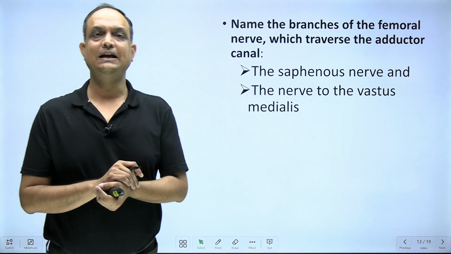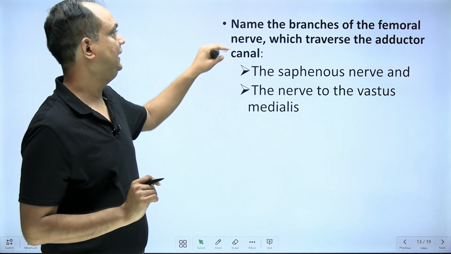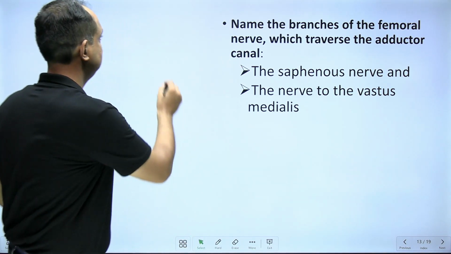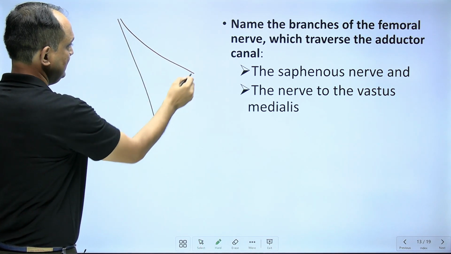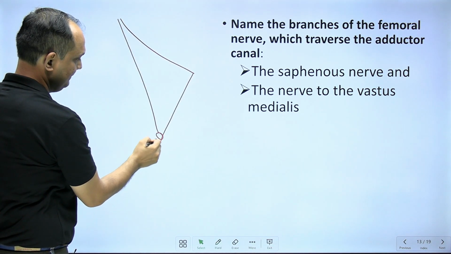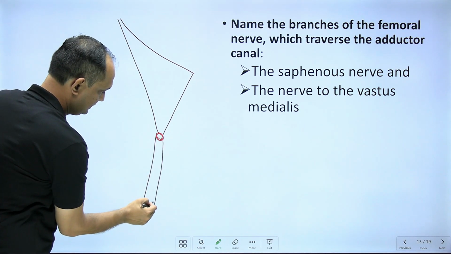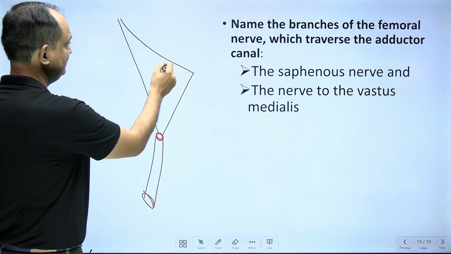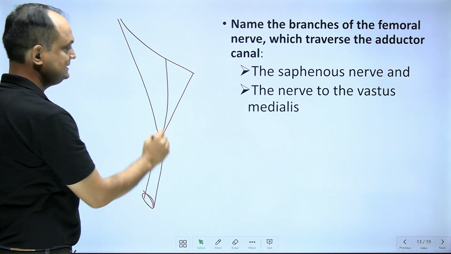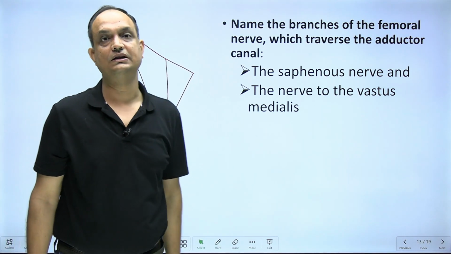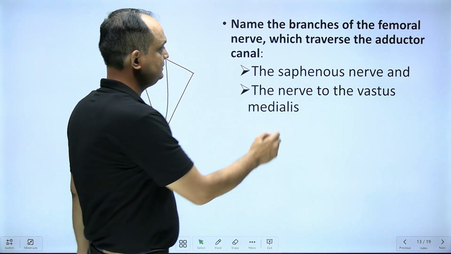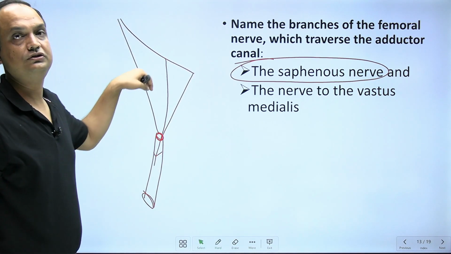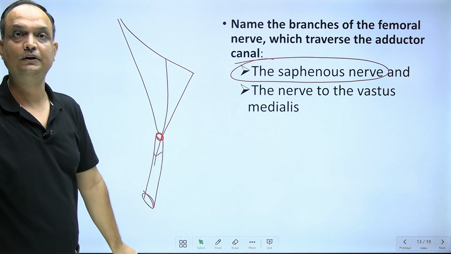Now, sometimes you have this question: name the branches of the femoral nerve which traverse the adductor canal. You know that this is your femoral triangle, and the apex of the femoral triangle continues with the adductor canal. There are two nerves of the femoral nerve which pass through this adductor canal. One is the saphenous nerve and the second is the nerve to vastus medialis. But my dear students, we know that through the adductor canal, structures pass from the front of the thigh into the popliteal fossa.